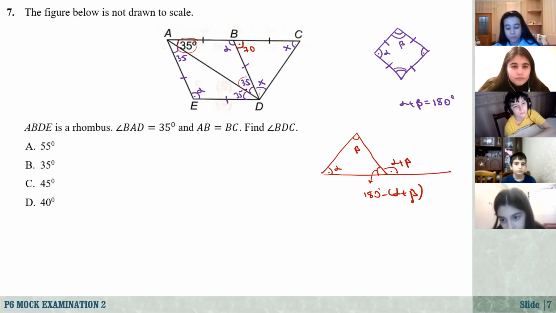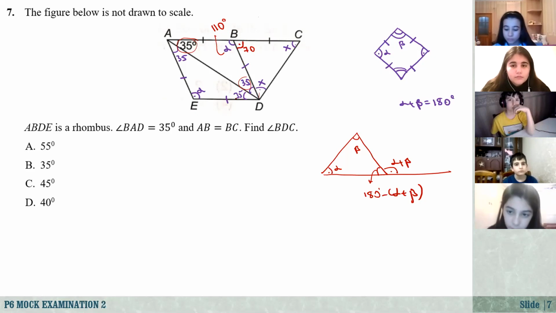This angle is 35. If it is 35, what is this angle? It should be 110 degrees because 110 plus 35 plus 35 equals 180, right? The sum of the interior angles of any triangle is equal to 180 degrees. Ilkin, do you agree with me? I hope so. So that's why it is 70.